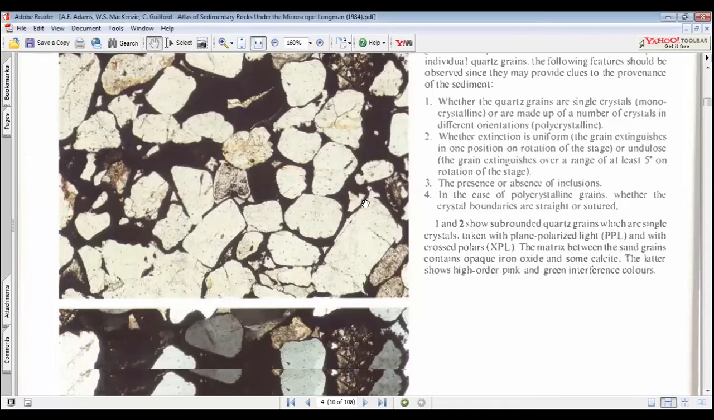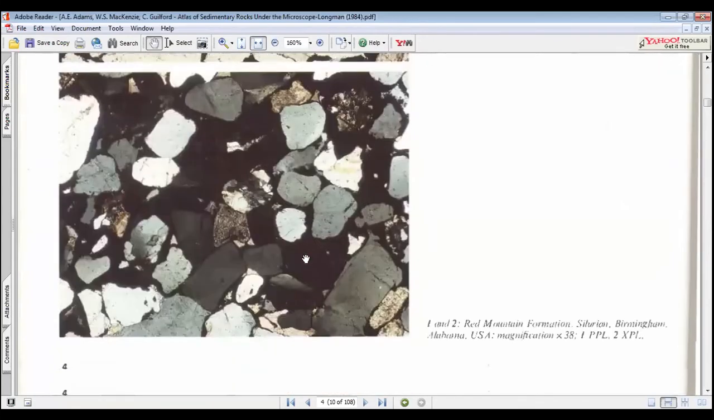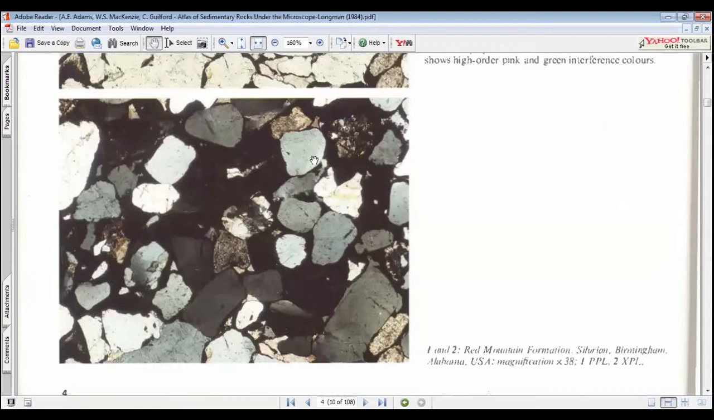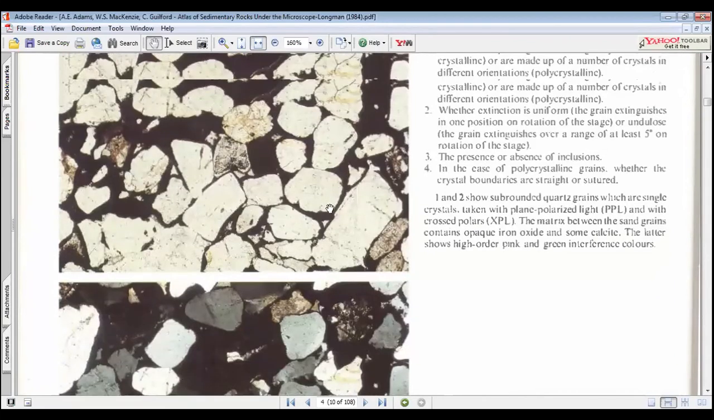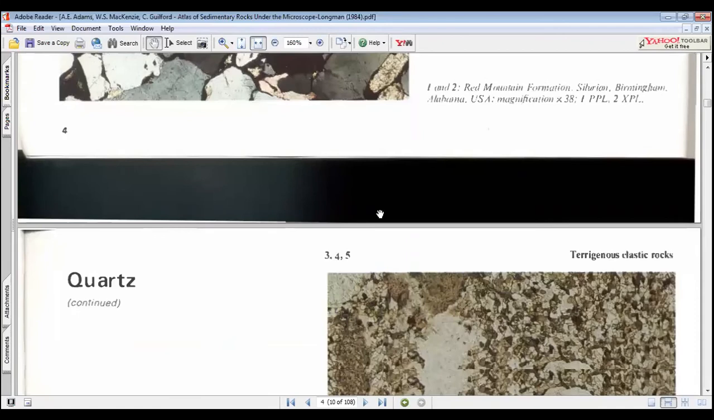You can see that this is the PPL view, plane polarized view, and this is the cross polarized view. You can see some of these quartz grains are going to extinction once we have the cross polarized view, and similarly this grain having partial extinction, similarly this. You can see beautiful sand grains scattered here and there, and most of these grains are sub-rounded in shape.